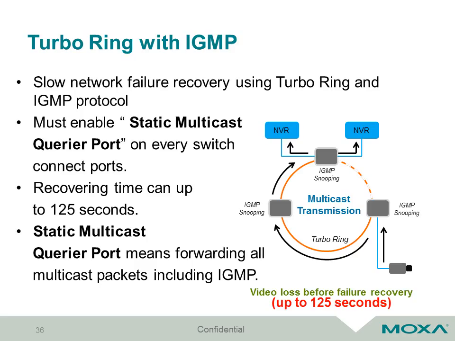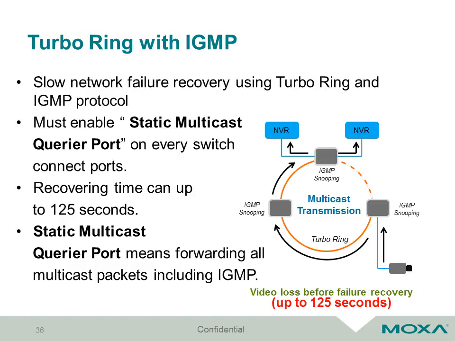Even though the ring topology has a faster recovery time, when it is used with the IGMP protocol, it will have slow network failure recovery. Here is the reason. When the network fails, the querier won't know there is a disconnection in the path, so it has to wait for the next query in order to know there is a failure in the path. This recovery could take as long as 125 seconds, since that is the query interval time in the Moxa switch.